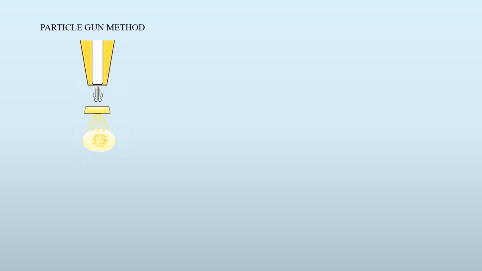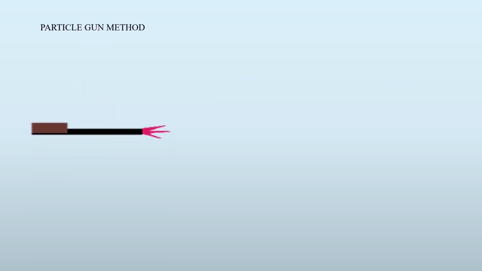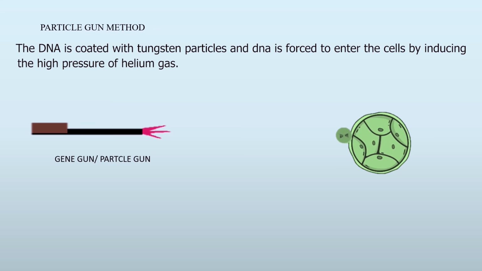Particle bombardment. The particle bombardment method was developed by Sanford of Cornell University in 1987. This method is also called the particle gun method. This method shoots the gene at a high speed. The DNA is coated with tungsten particles and the DNA is forced to enter the cells by inducing the high pressure of helium gas. By using this technique, fruit flies have been successfully transformed.